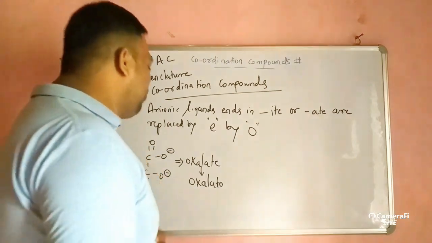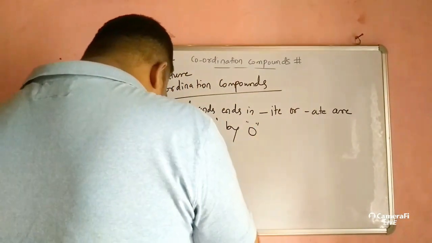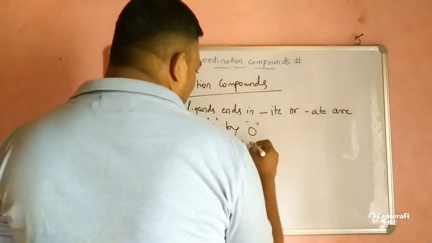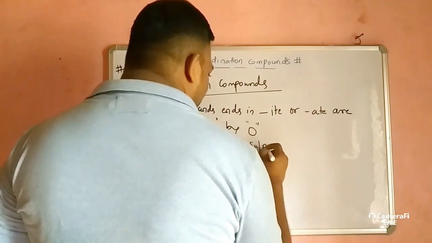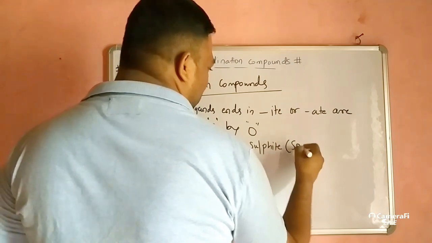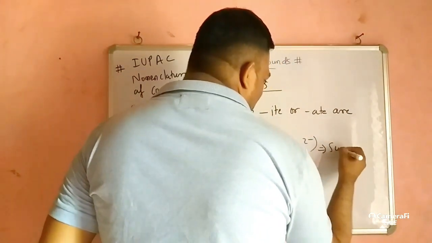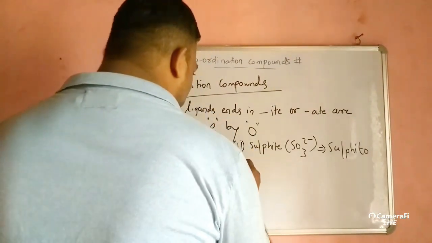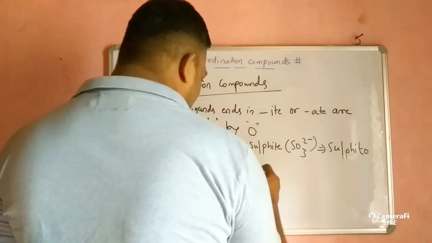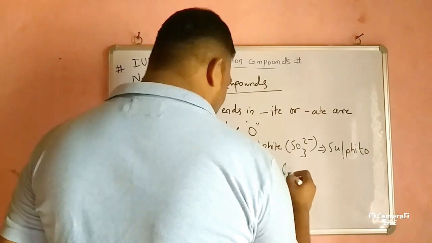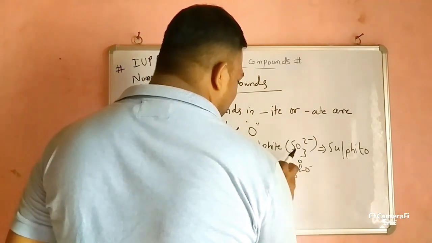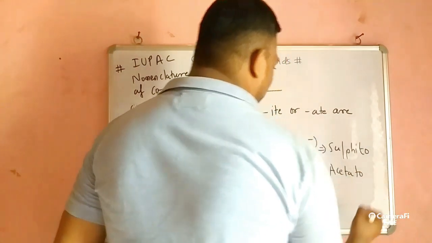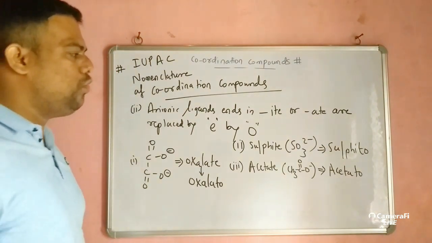You have to follow all these rules. They are very much important. Second example, sulfite. Sulfite is SO3 2 minus, so we write sulfito. Now third, acetate, as you know, CH3COO minus. The name here will be acetato. I hope you understood this.